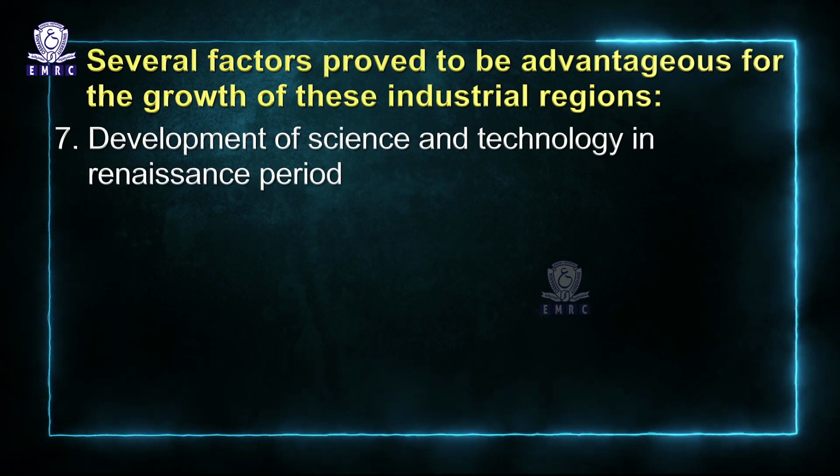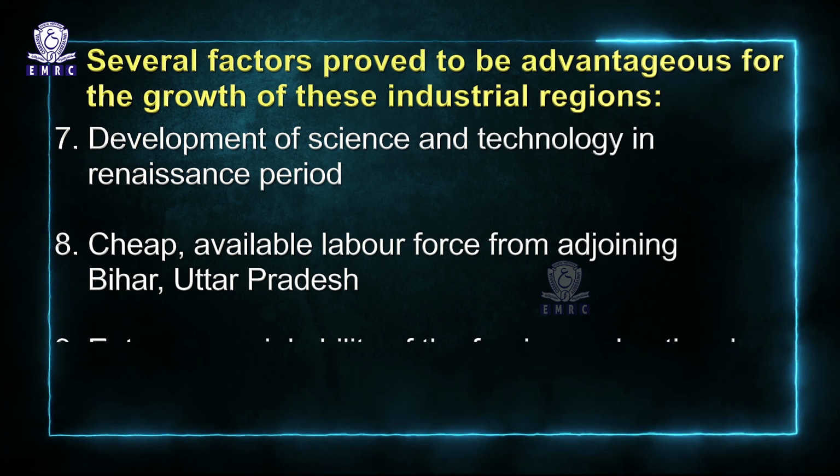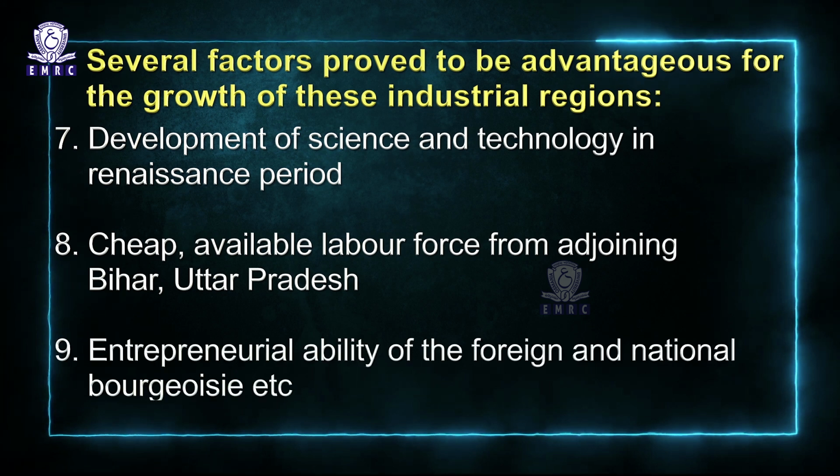Seventh is the development of science and technology in Renaissance period. Eighth is the cheap available labor force from adjoining Bihar, Uttar Pradesh. Ninth is the entrepreneurial ability of foreign and national bourgeoisie, etc.